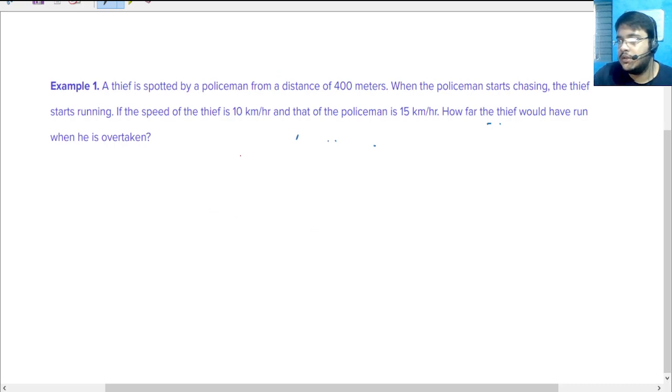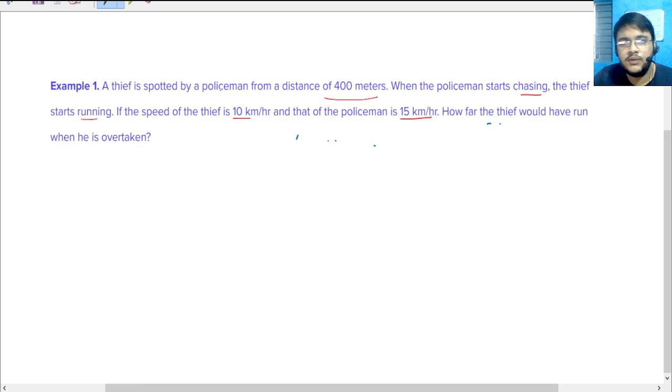All right guys, so the question says a thief is spotted by a policeman from a distance of 400 meters. When the policeman starts chasing, the thief starts running. If the speed of the thief is 10 kilometers per hour and that of the policeman is 15 kilometers per hour, how far would the thief have run when he is overtaken? So this is a simple example, but let's see.